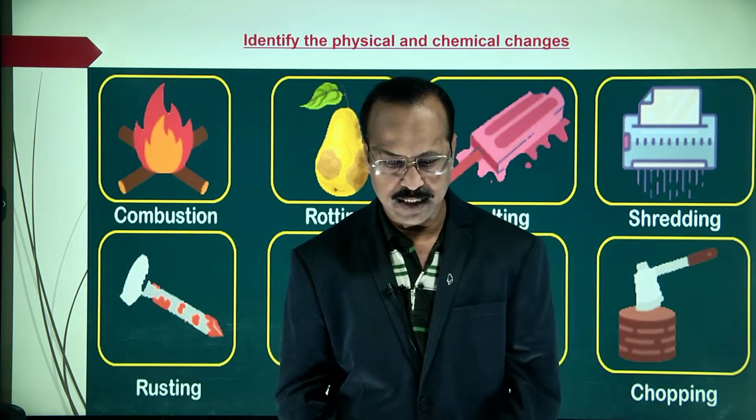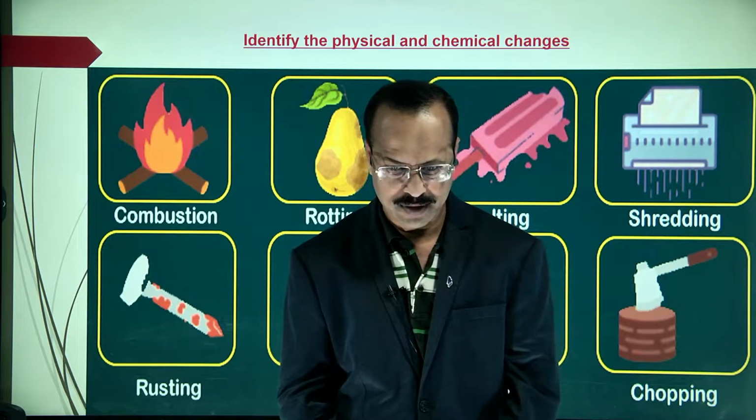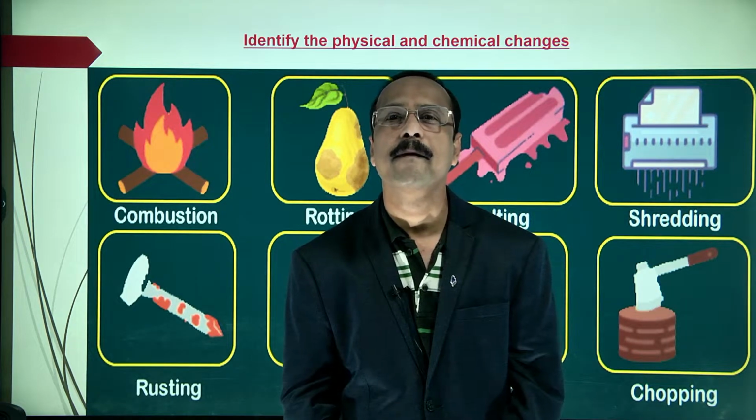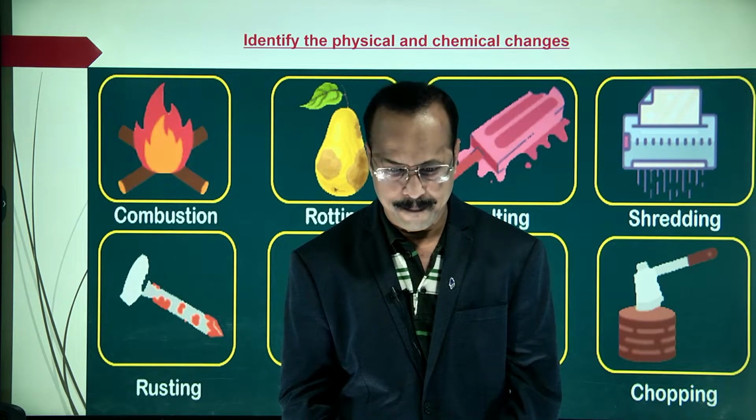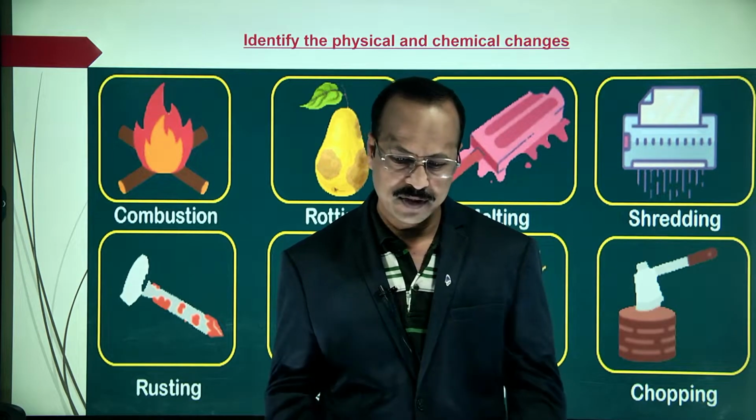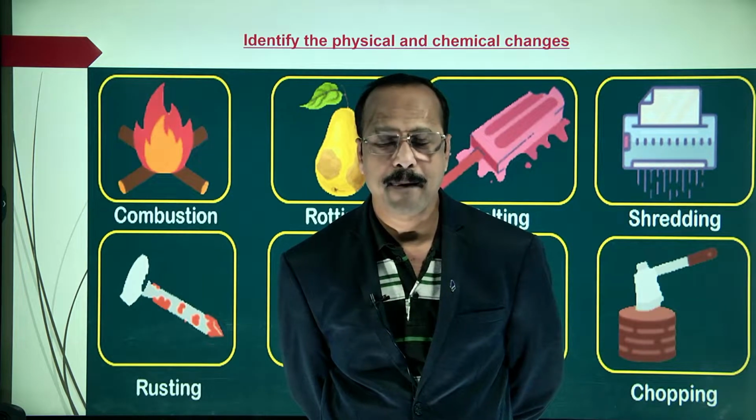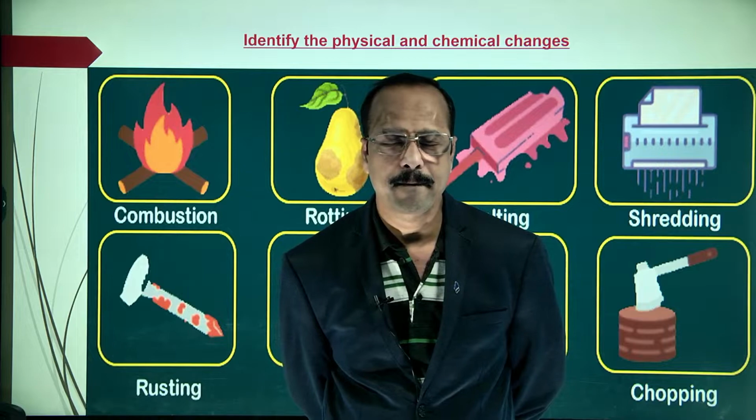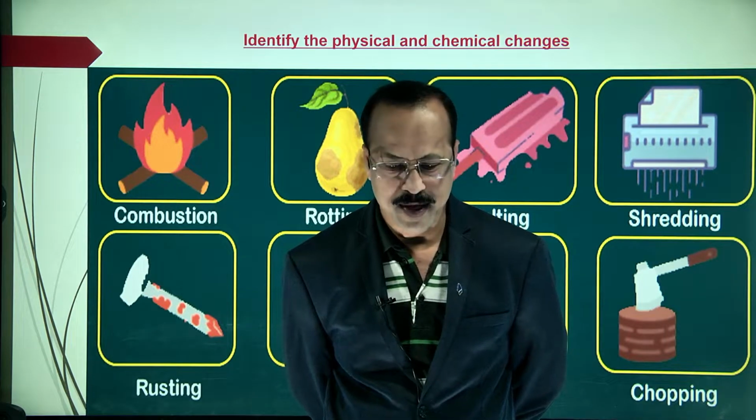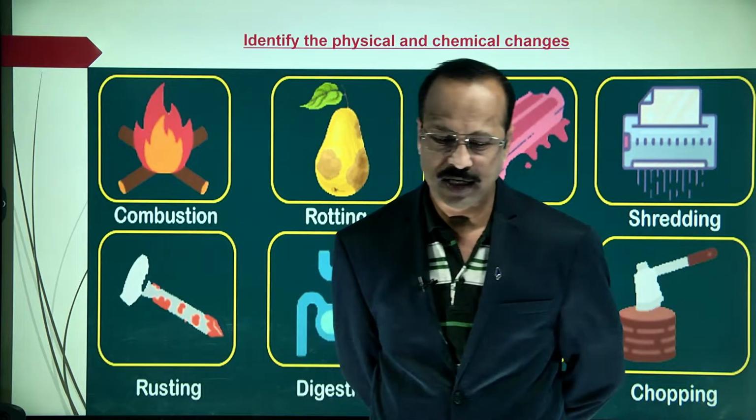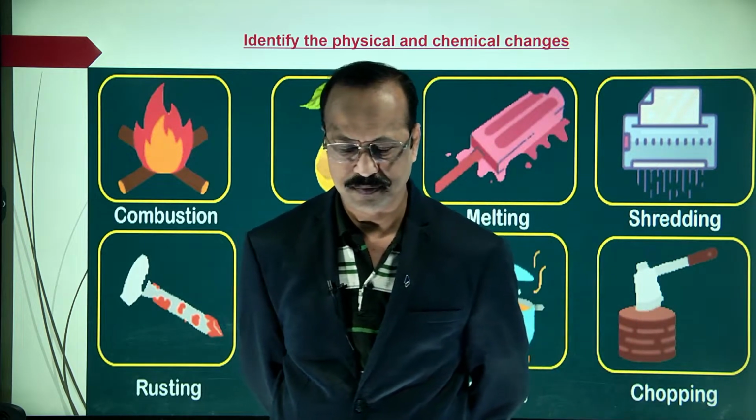A change in which a substance undergoes changes in its physical properties is called physical change. Which of the following is a physical change? Rusting of iron, heating of iron, ripening of fruit, burning of wood. Heating of iron. So that's a physical change.